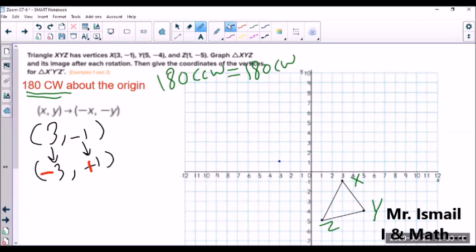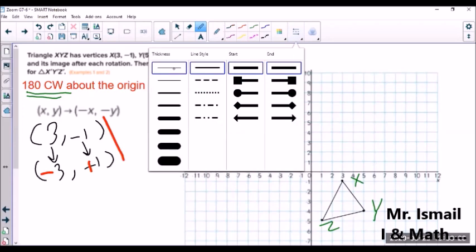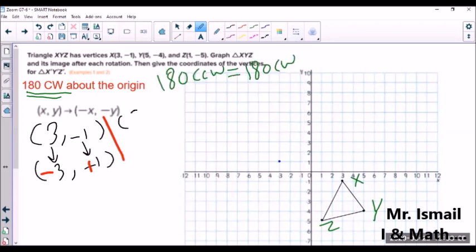Second point. I have 5, -4. Same place: x in the same place, and y in the same place. But don't forget, you have to multiply x and y by -1. So this will be negative, and this will be plus, because negative and negative are plus. So -5, plus 4.